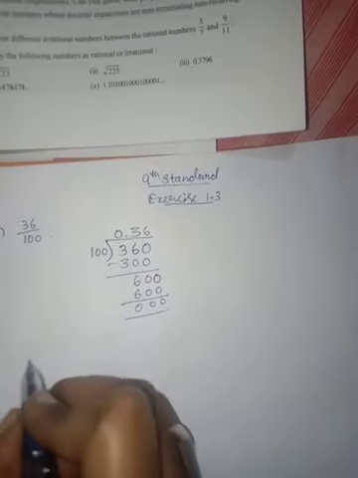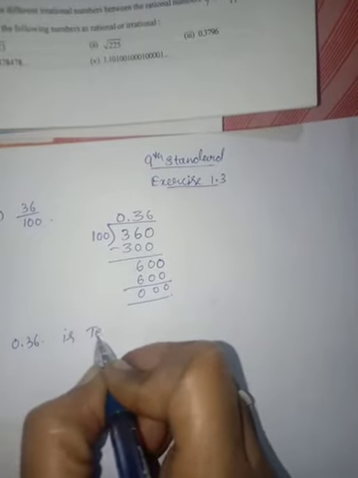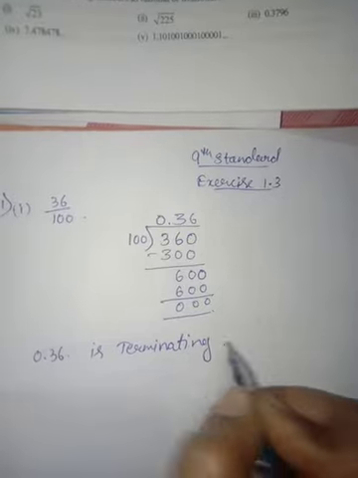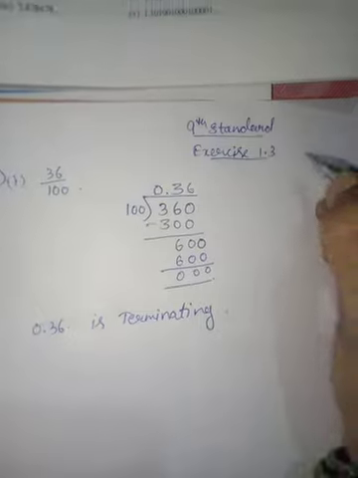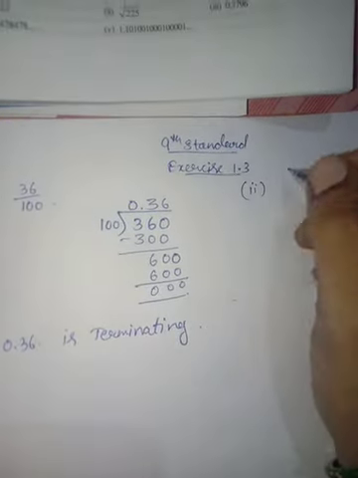0.36 is terminating. We got the fixed value. Okay, we completed the division part. Shall I move to the next one? That is the second one. I will show you the second one.